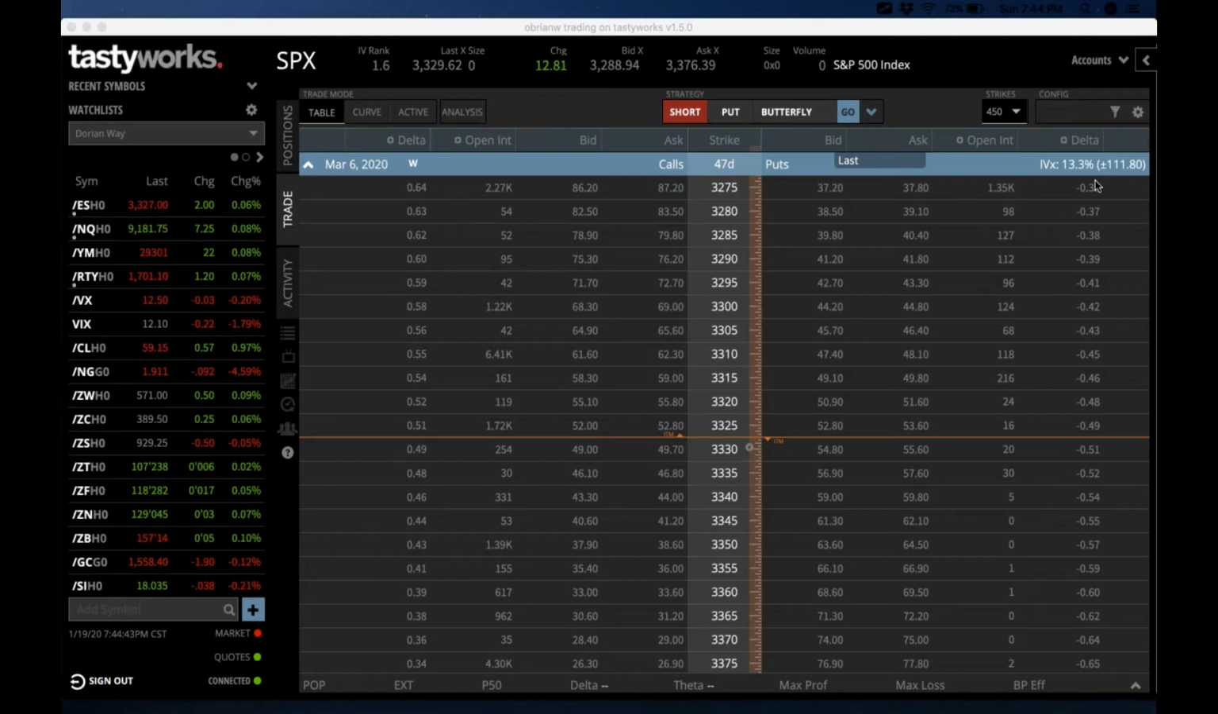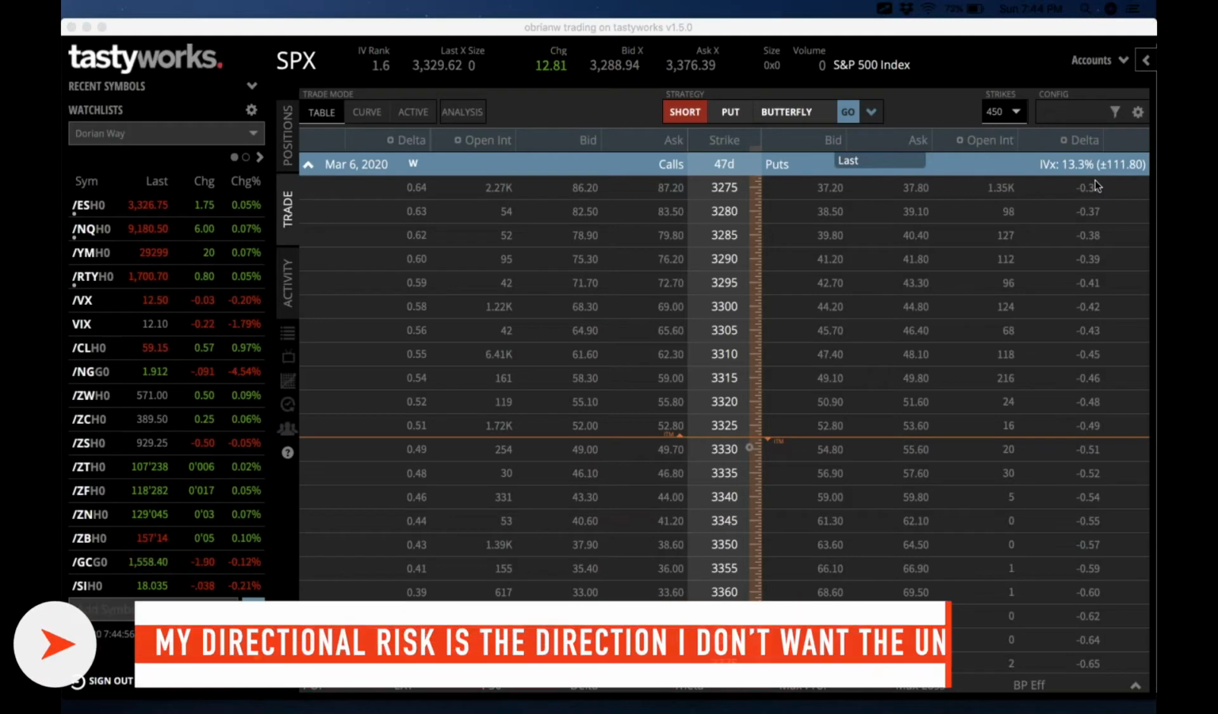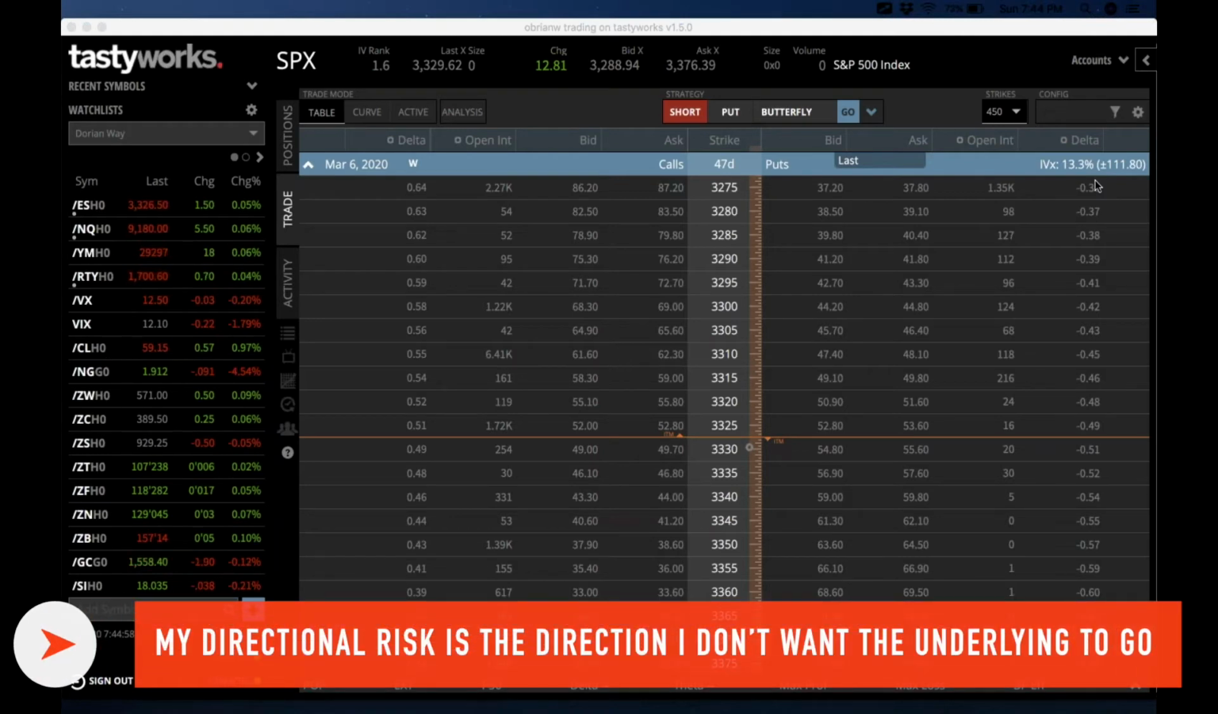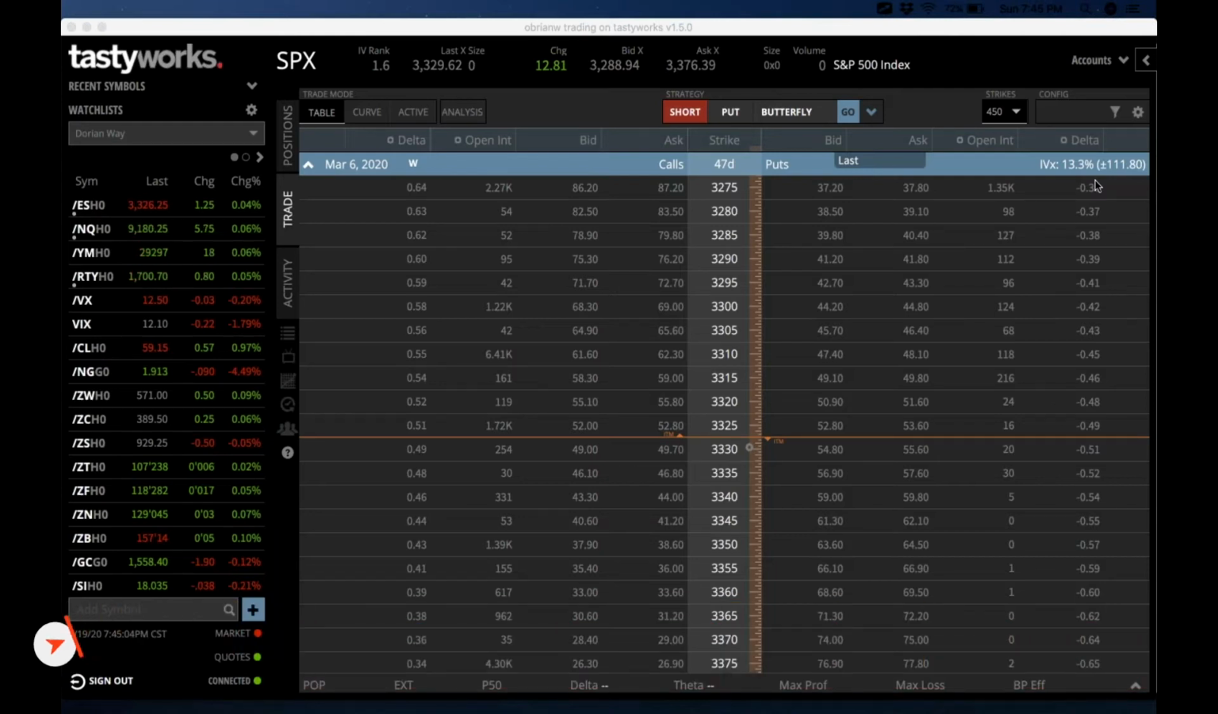So when you beta weight it to something, if your beta weighted delta is, say, 1, that means you are long 1 delta of SPX, and if SPX moves up $1, then you would make $1. If SPX moves down $1, then you would lose $1. So when you beta weight it, it tells you how much you would lose based on a 1-point move or how much you would make based on a 1-point move.